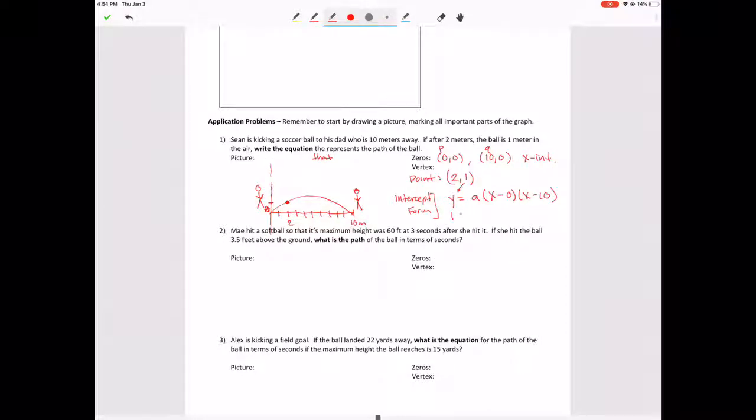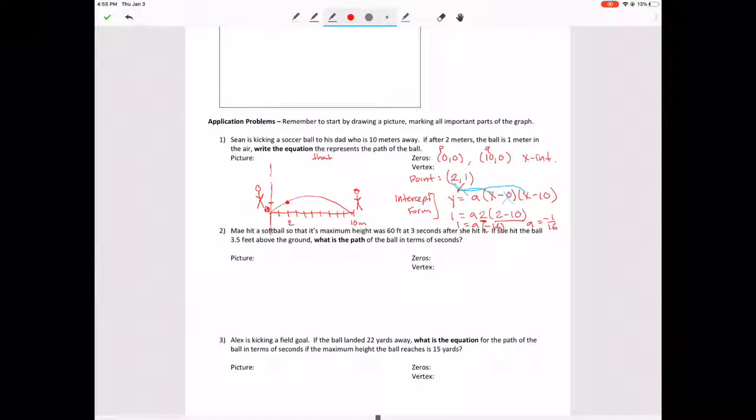1 for our y: 1 equals a, and then x is 2, so we'll do 2 and 2 minus 10. This 2 goes into that x, into that x. And I just simplified this 0. We don't need to worry about that. So simplify that. We end up getting 1 equals a times 2 times -8, that gives us -16. Okay, and then solve for a. We get a equals -1/16.